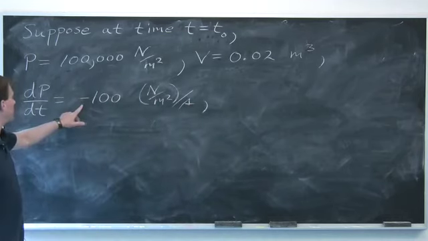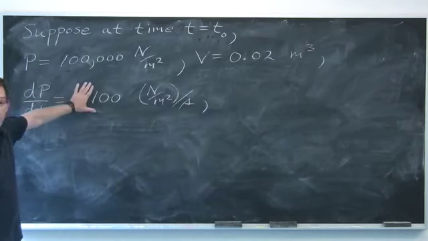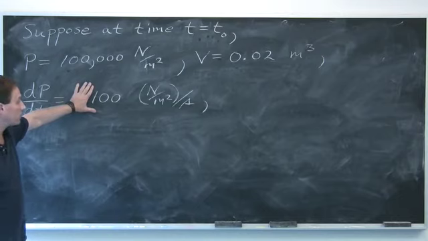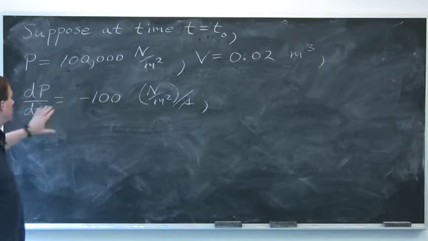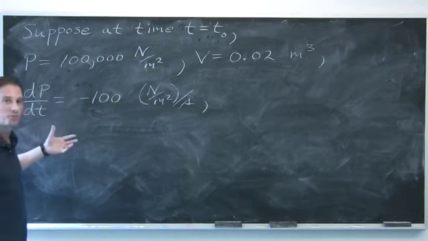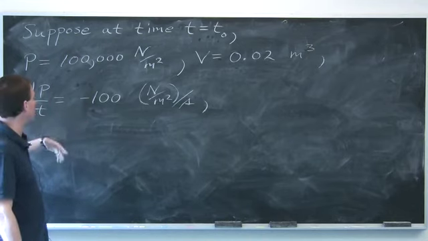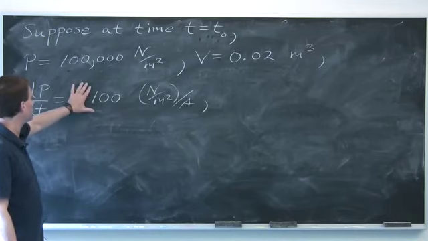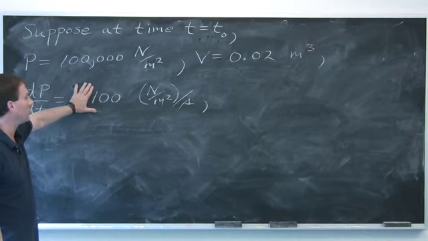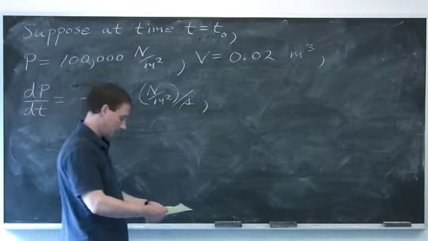What does this minus mean? It means the pressure is dropping at a rate of 100 newtons per square meter per second. Right? The dP/dt, the rate of change of P with respect to time, is also the rate of increase. That minus sign means it's decreasing or dropping. So the pressure is dropping at a rate of 100 newtons per square meter per second.